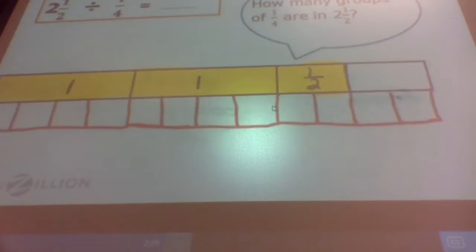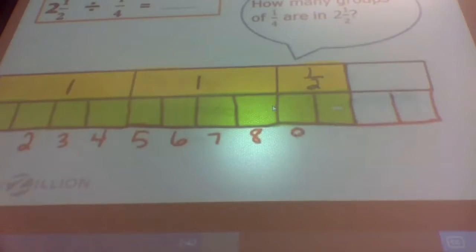All right. Now let's see how many groups of 1/4 we actually have. I'm going to shade the groups of 1/4 that fit in the first one, 4 in the second one, 20 in the last one. Twelve more, so that's only 10. There are 4 groups of 1/4 in one whole, which means there are 8 groups of 1/4 in 2 wholes.